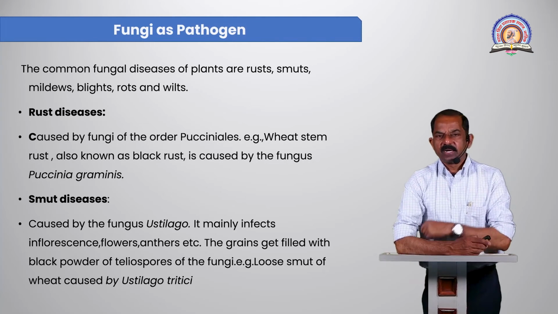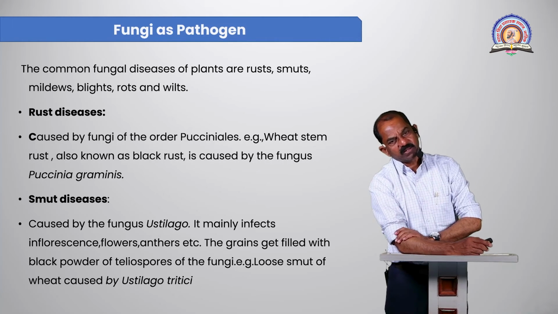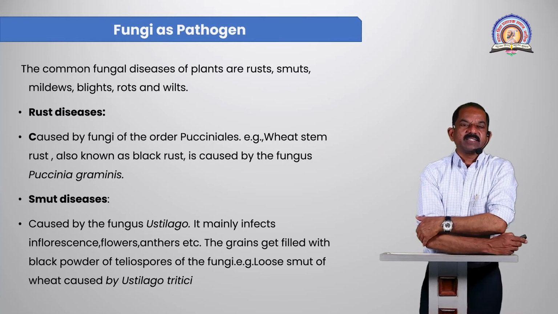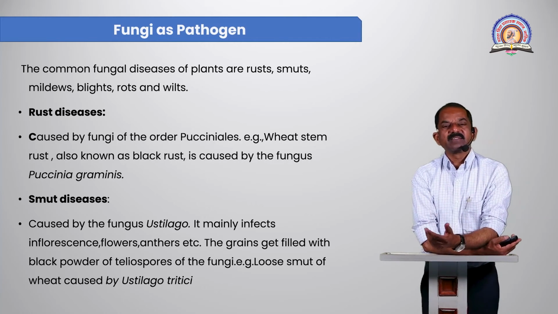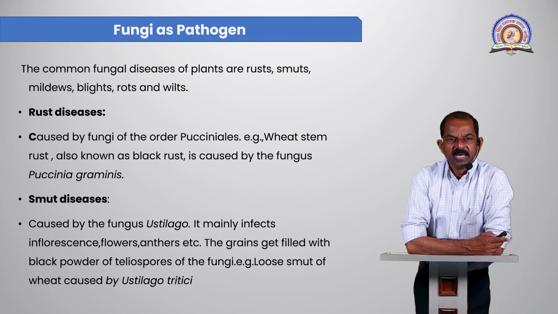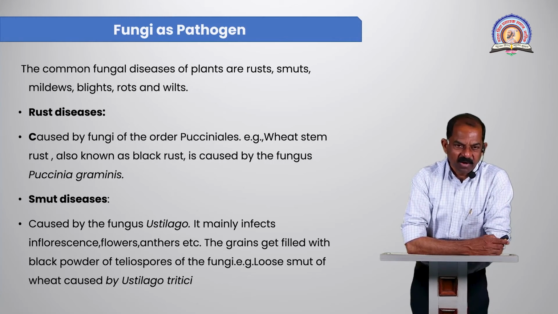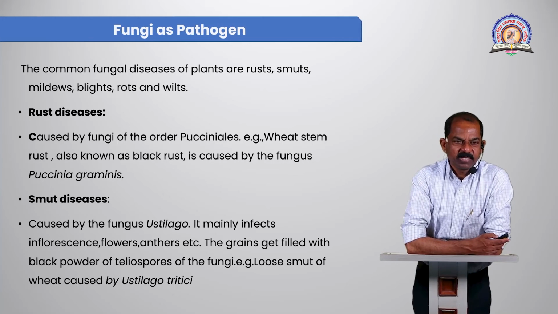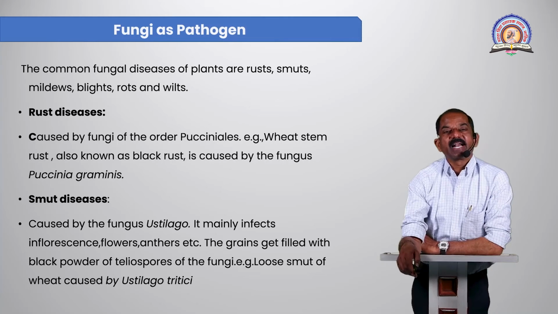First, we will consider fungi as pathogens. Fungi cause severe diseases in plants, like the rust diseases and the smut diseases. Rust is caused by the order Pucciniales, like the wheat stem rust, or black rust, caused by the fungus Puccinia graminis.